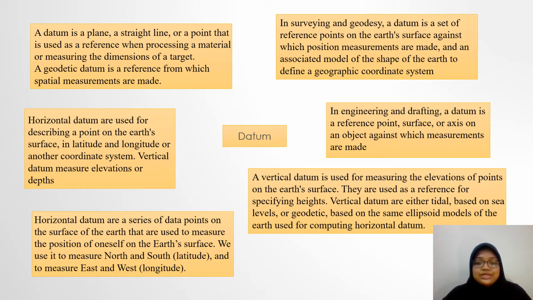A vertical datum is used for measuring the elevations of points on the Earth's surface. They are used as a reference for specifying heights. Vertical datums are either tidal, based on sea levels, or geodetic, based on the same ellipsoid models of the Earth used for computing horizontal datums.